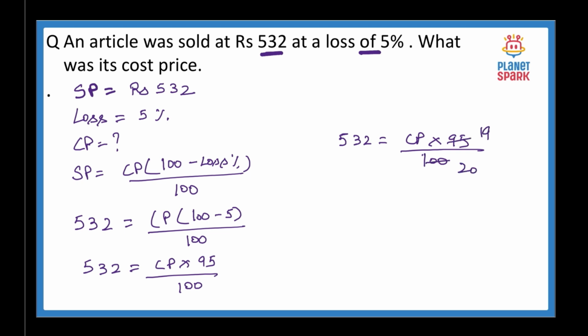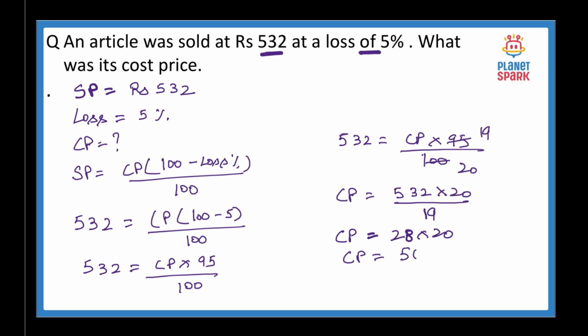Now 20 is divided on this side of the equation. If I take it to LHS, it would be multiplied. Similarly, 19 is multiplied, so it would be divided on the other side of the equation. And on simplifying, we'll get that cost price is equal to rupees 560. So the cost price of the article is 560.